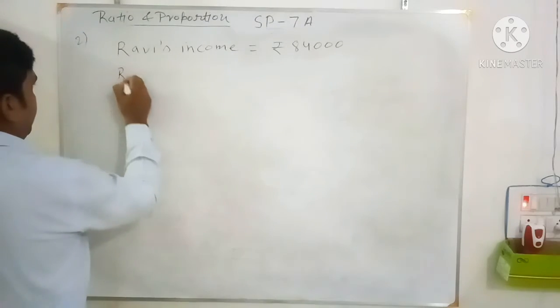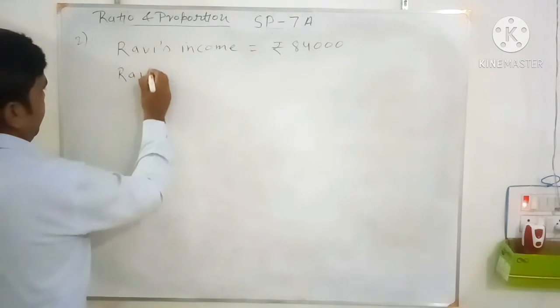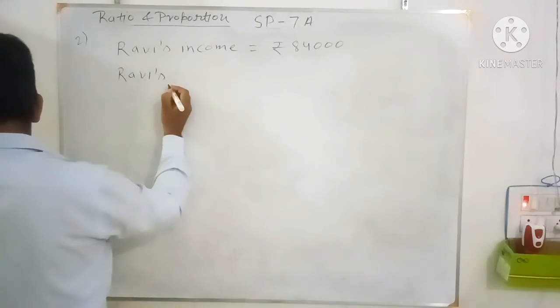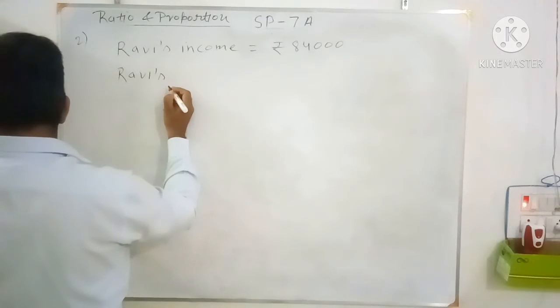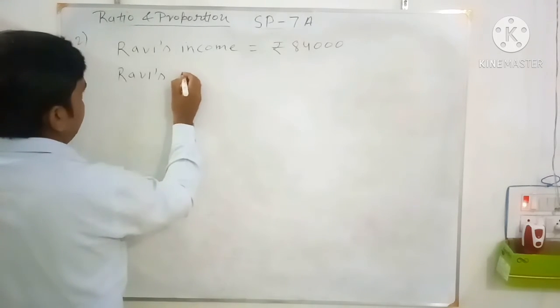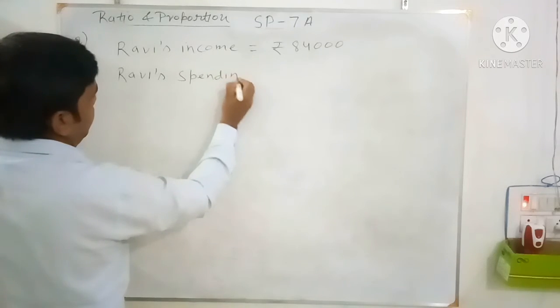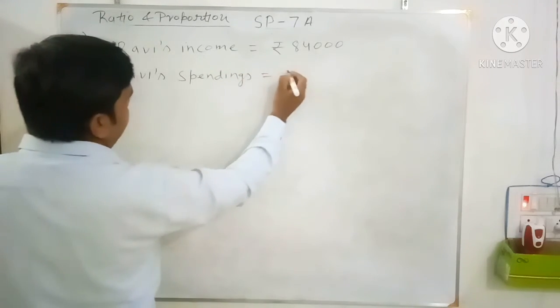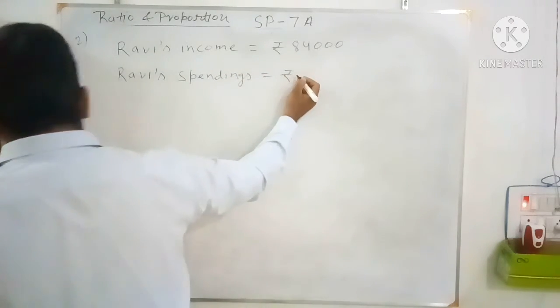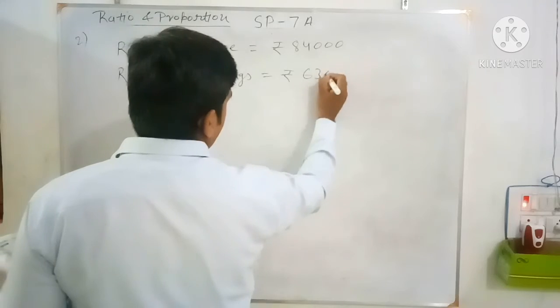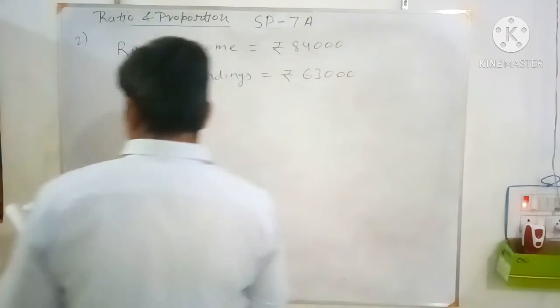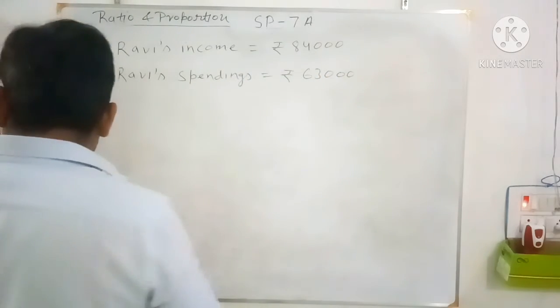And Ravi's expenditure is also given, spends. Spendings means expenditure. So Ravi's spendings is rupees 63,000 per year. So what will be his saving?